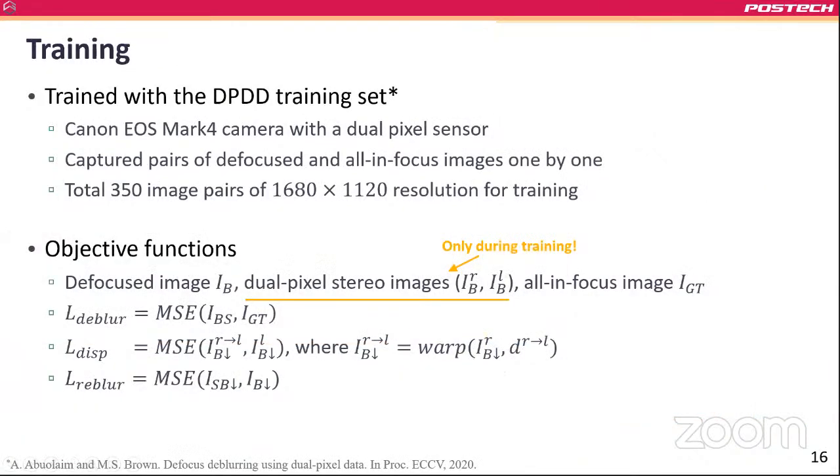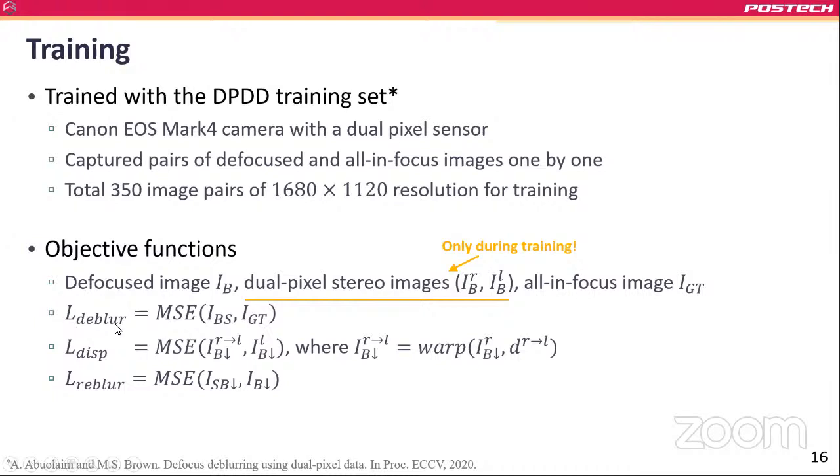In the training phase, we use the DPDD training set that contains dual pixel images captured by a Canon EOS camera. This data set contains pairs of defocus images and all-in-focus images, so we can have supervised training. The objective function contains these three terms. Here, I_B is a defocus input, and I mentioned that this data set contains dual pixel stereo images, and then this is the output.